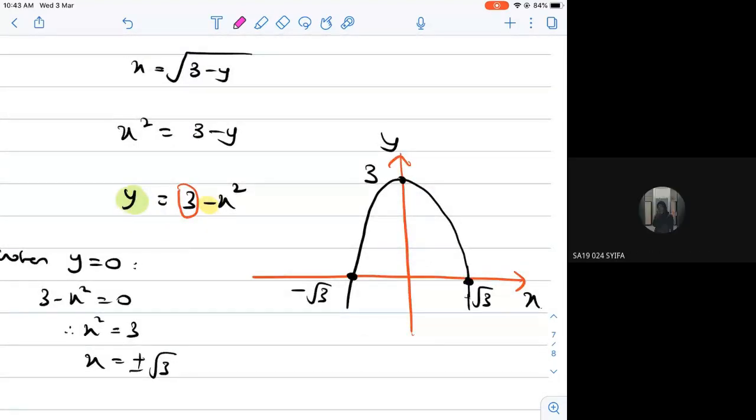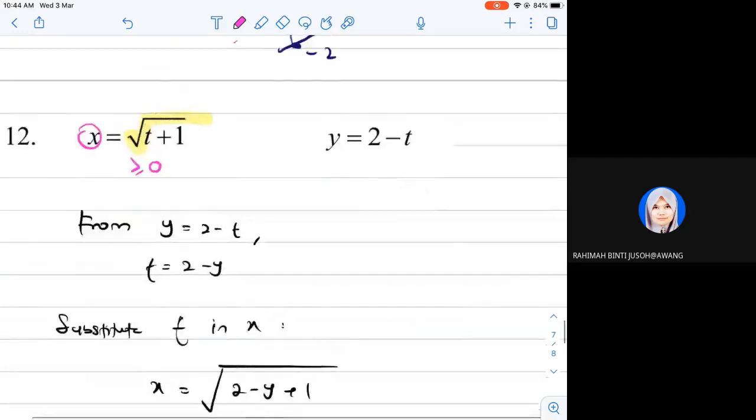Kanan. Okay, yes, on the right. So what you should do is you have to erase the negative part. Ni tak ada dalam graf kita. So you only have one side because x must always be positive. So that's your graph for this question. Understand? Yes, madam. Okay, good.